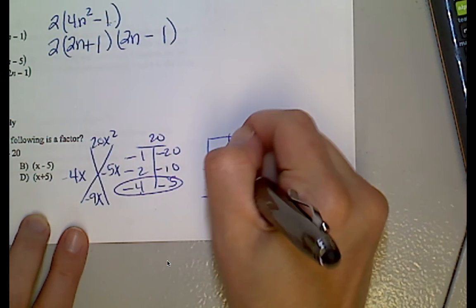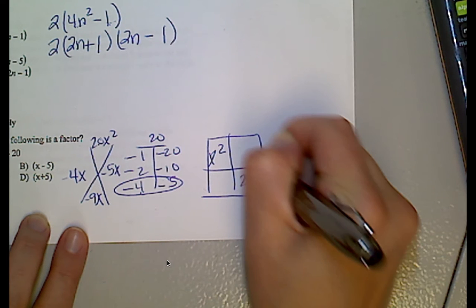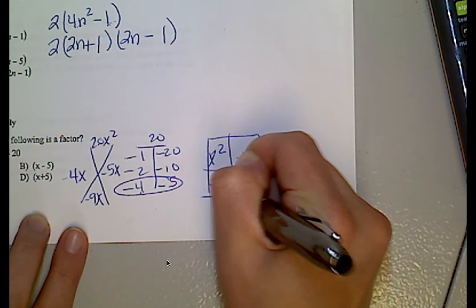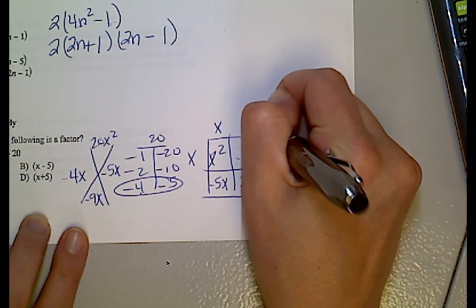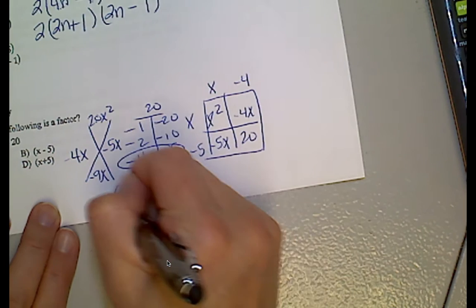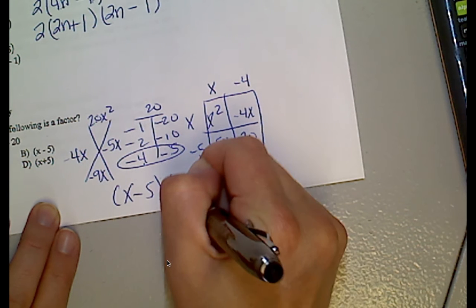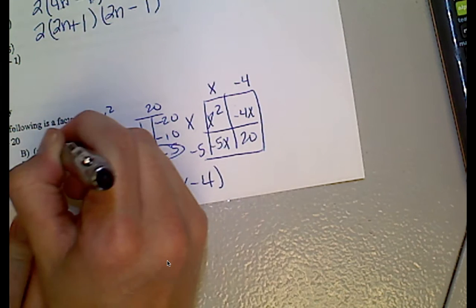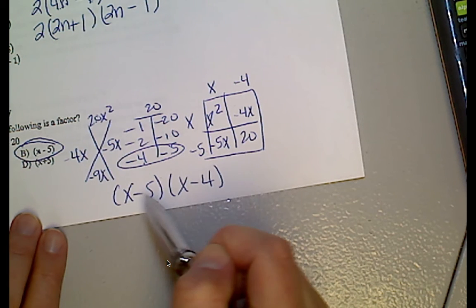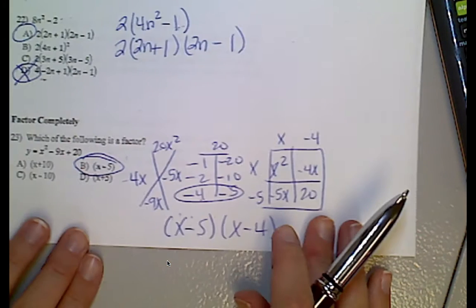The first term was x squared, the last term was 20. My magic numbers I just found, negative 4x, negative 5x. You can take out an x, take out an x, take out negative 4, take out negative 5. So my answer is x minus 5 times x minus 4. Okay? So when I'm looking at this, I'm going to pick option B because it matches one of the linear factors right here. Okay?